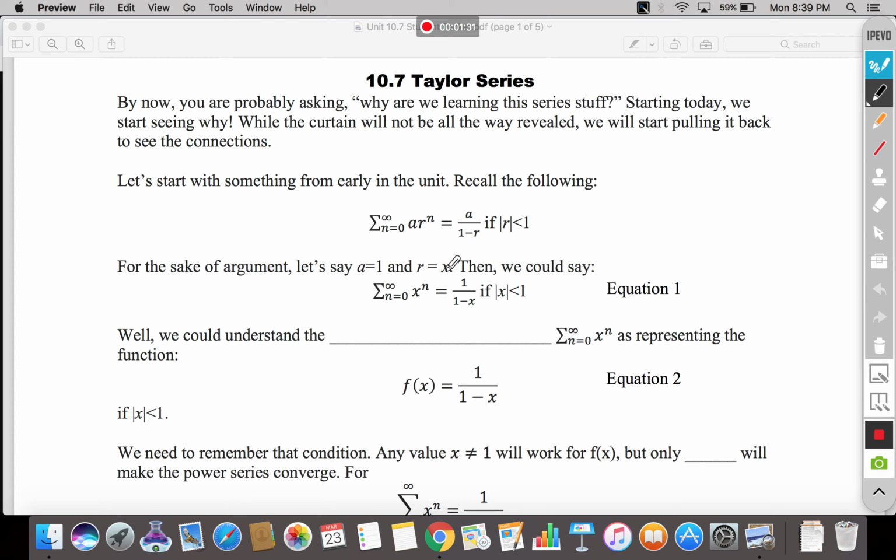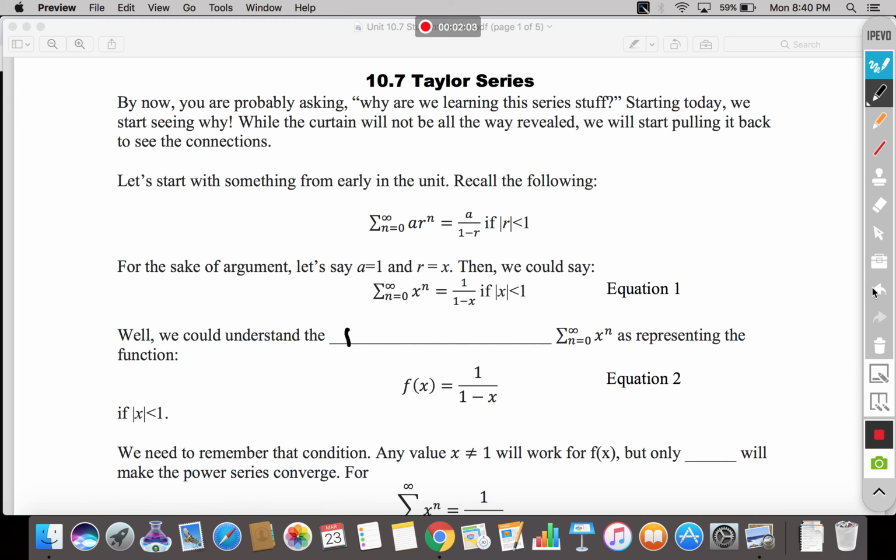And instead of r, let's call it x, because we're often used to dealing with x as a variable placeholder. Then we could say that this geometric series converges to 1 over 1 minus x if the absolute value of x is less than 1. So that x value is somewhere between -1 and 1, non-inclusive. All right. Well, we call this kind of series a power series.